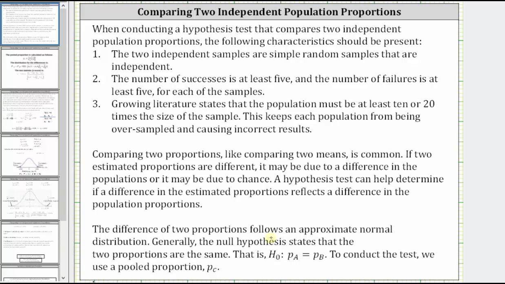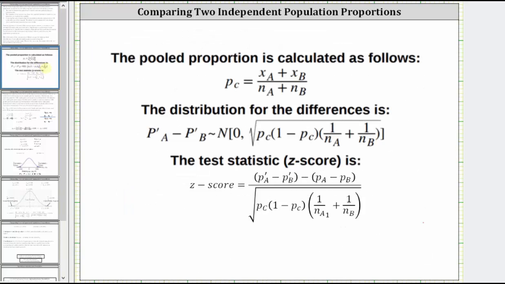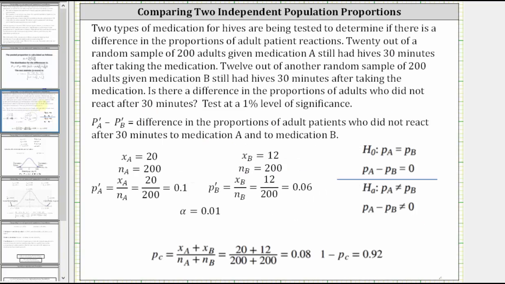Generally, the null hypothesis states that the two proportions are the same, meaning P sub A equals P sub B. To conduct the test, we use a pooled proportion, P sub C. So on this screen, we have the formula for the pooled proportion. Next, the difference of the proportions has an approximate normal distribution. The test statistic is a z-score, and we can calculate the z-score by hand, which we'll see later using this formula here. Let's take a look at an example.